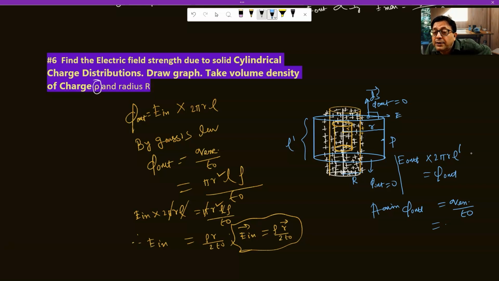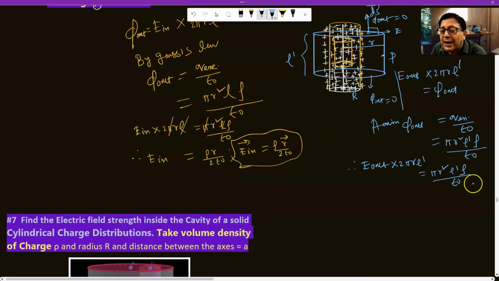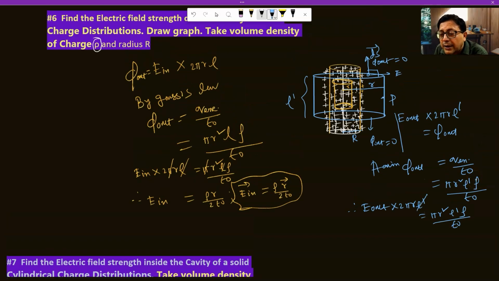Q enclosed, how to find? Volume density is rho. What is its volume? Pi r square L dash into volume charge density, that is the charge enclosed, divided by E0. Compare these two. So E out into 2 pi r L dash is going to be pi r square L dash rho by E0. Clear? So L dash gets cancelled here. You are getting E out equal to 1, r is also getting cancelled. Isn't it?